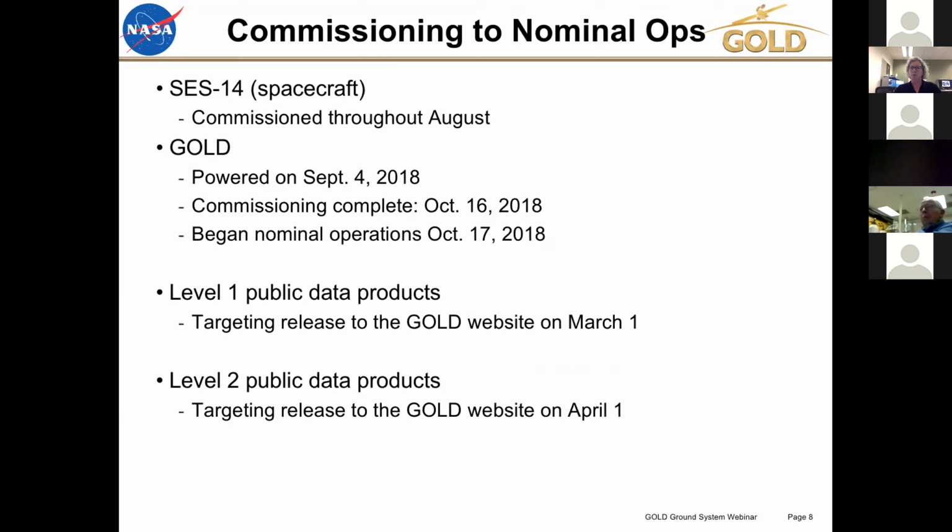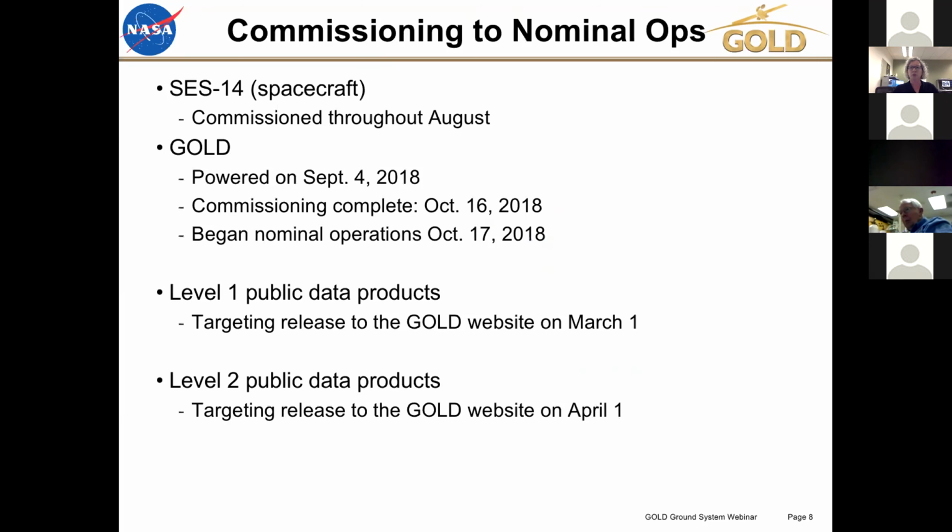So it's been about 4 months since we've been in nominal operations. So we're approaching the time when we'll be ready to release our first public data products. This will be the level 1 science data products. And currently I haven't defined these data products, but I will define these levels in upcoming slides. We're targeting the release of these level 1 data products to the GOLD website on this Friday, March 1st.